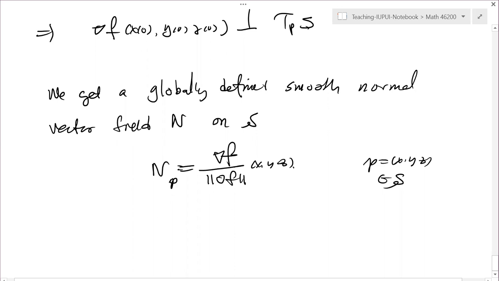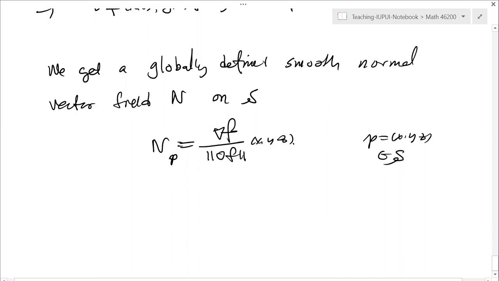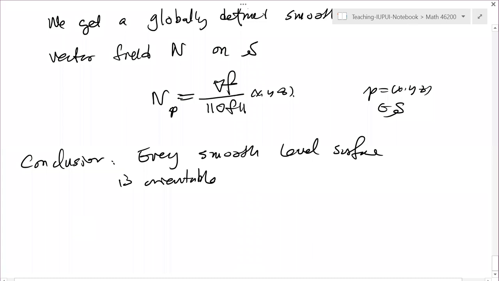So my conclusion is, every smooth level surface is orientable. That means the Mobius strip cannot be viewed as a level surface. So not all the surfaces in R3 are level surfaces.